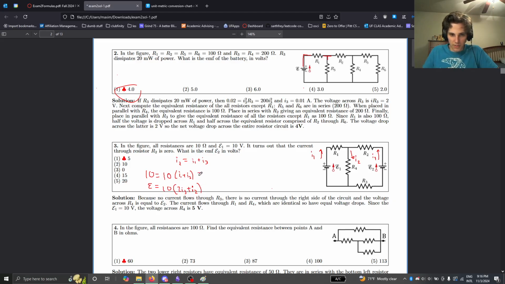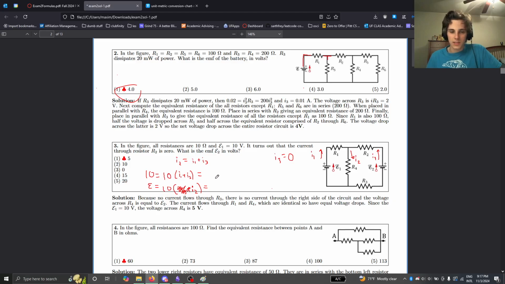Then we can sub some stuff in here. Oh yeah, okay. I was gonna say we do need an extra piece of groundwork to solve this problem. Big hint: the current through resistor R2 is 0. What does that mean? I3 is just 0. So I3 is 0. That's why it pays to actually read the question sometimes, which means that this EMF is actually equal to 10I2.